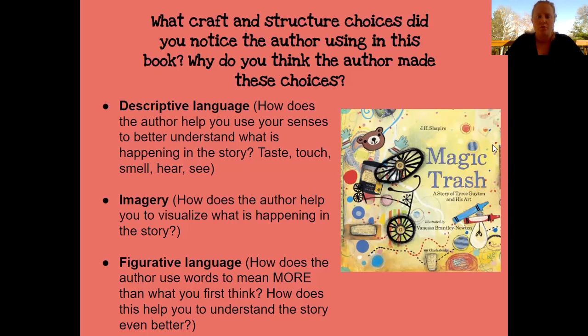So this week, the question we're thinking about is this: what craft and structure choices did you notice the author using in this book? And why do you think the author made these choices? So we're thinking about how the author helps us to see and understand and feel the art and the story of Tyree Guyton better by the way that they write.